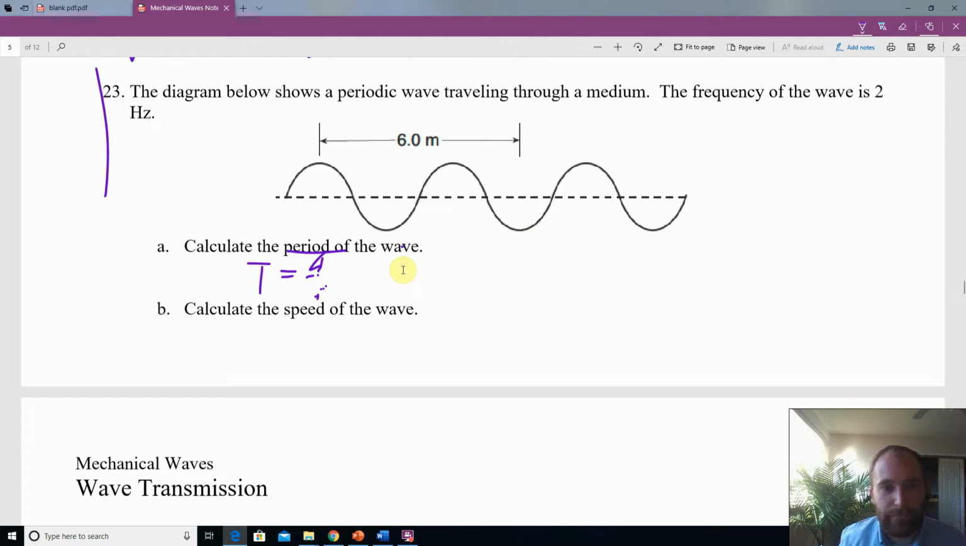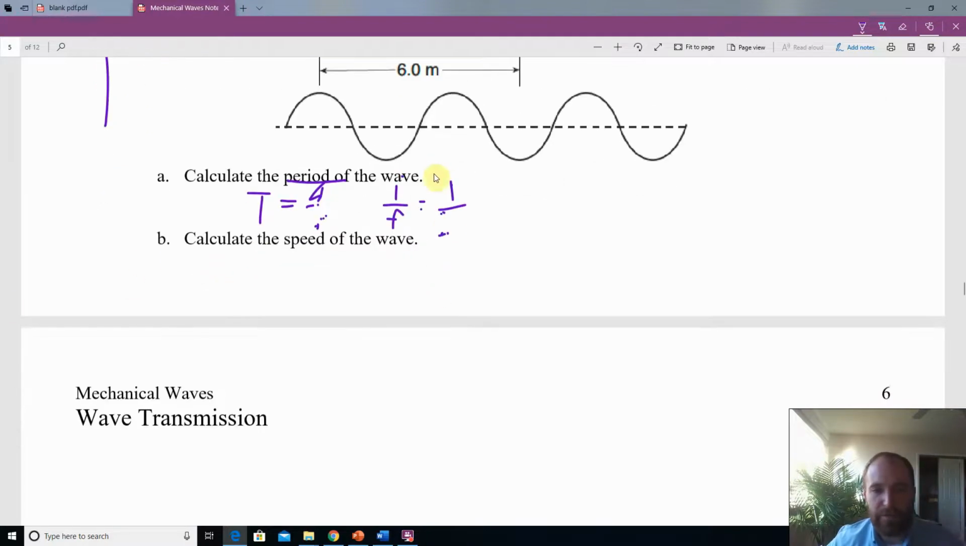Sorry about that. T equals 1 over F. The frequency I said pretty clearly was 2 hertz. So equals 1 over 2. Man, this is not working for me today. 1 over 2 hertz is equal to, I think, 0.5 seconds? Yeah, it looks good. 0.5 seconds works for this. I'll spell out seconds because that just looks like another 5.